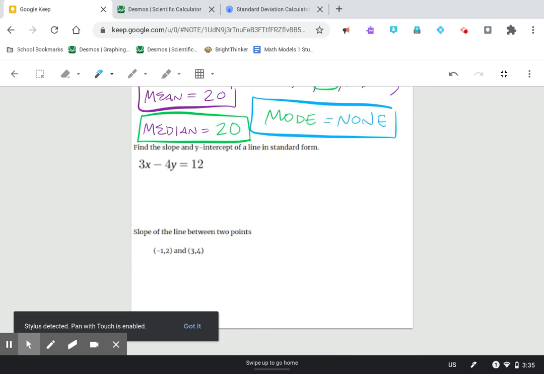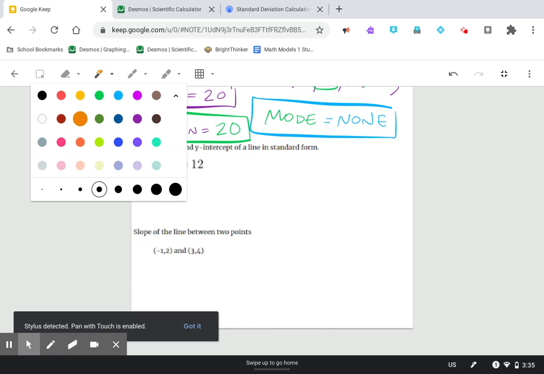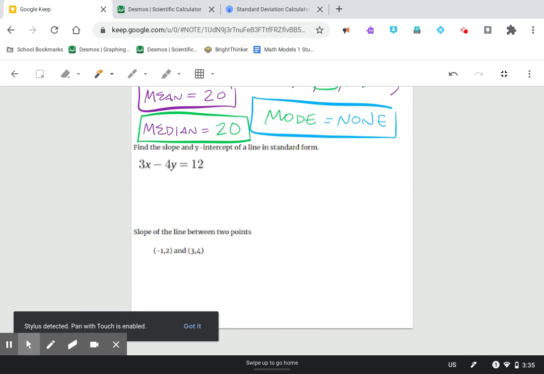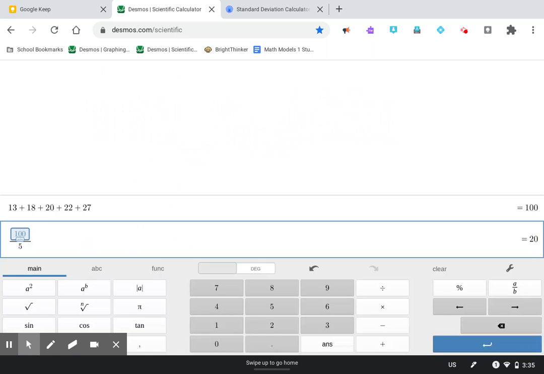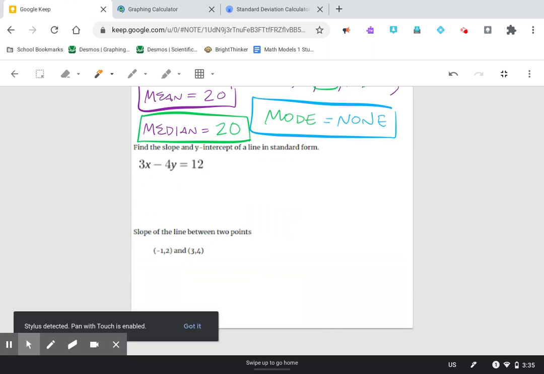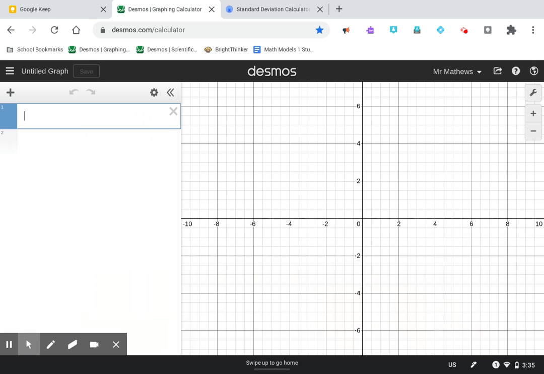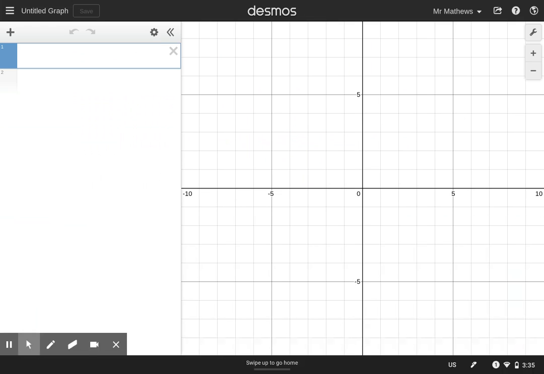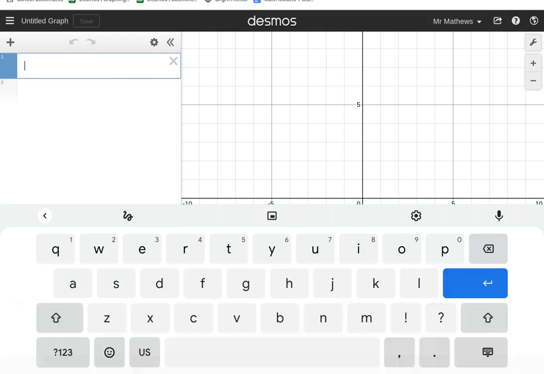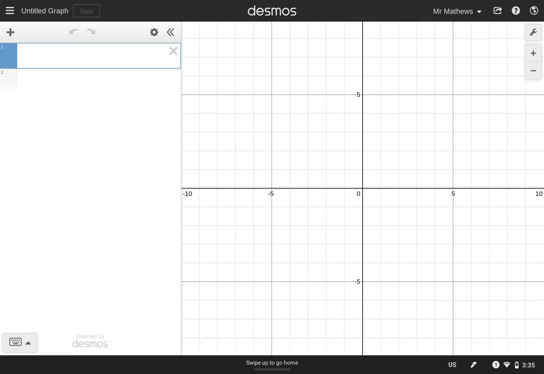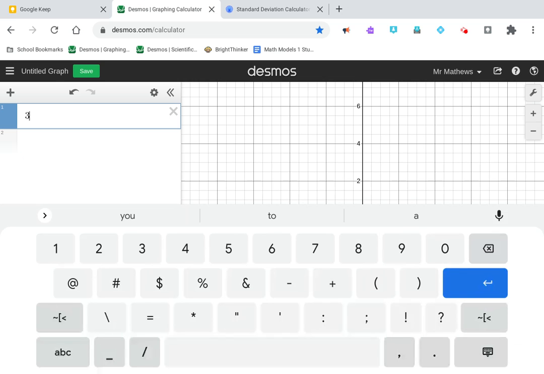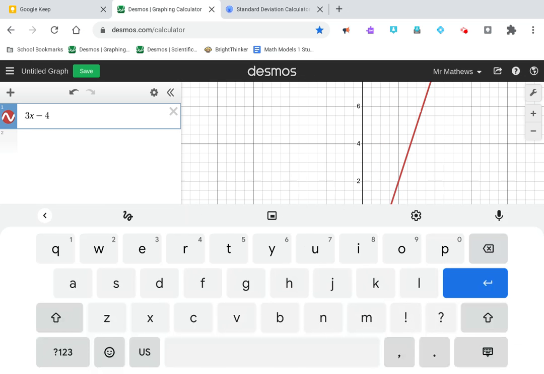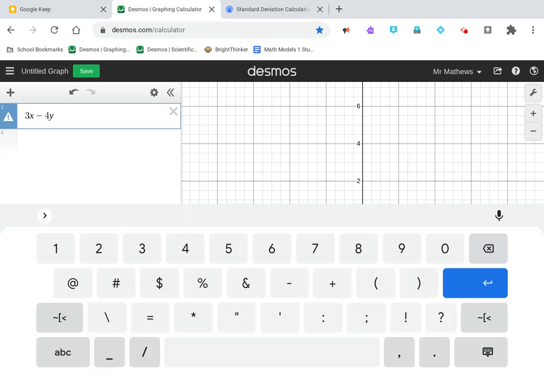All right, next question says, find the slope and y-intercept of a line in standard form. One method to do this without much trouble is to graph. You can easily find the y-intercept by graphing. Just to give an illustration of that, 3x minus 4y. So you don't actually have to change the form of this in order to get that. So let's look at 3x minus 4y equals 12.